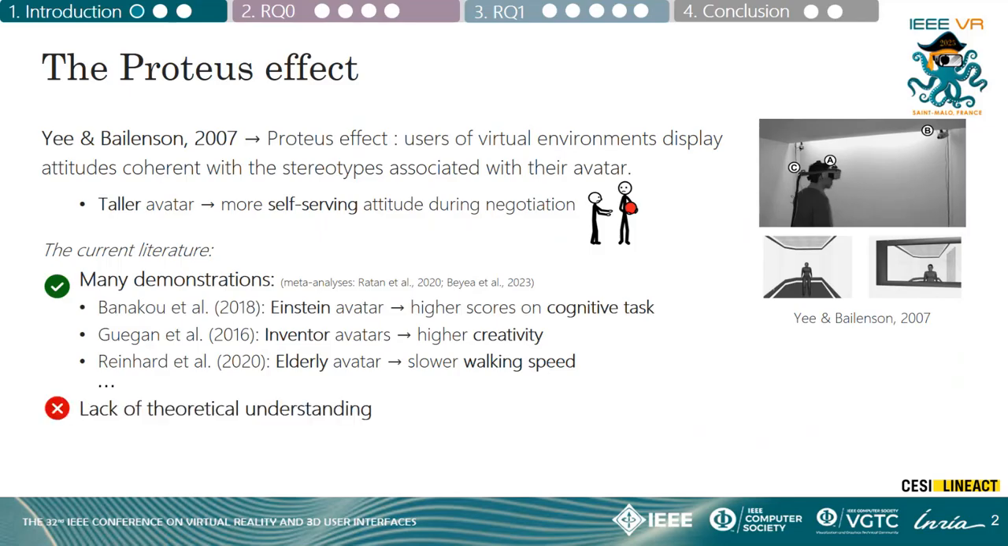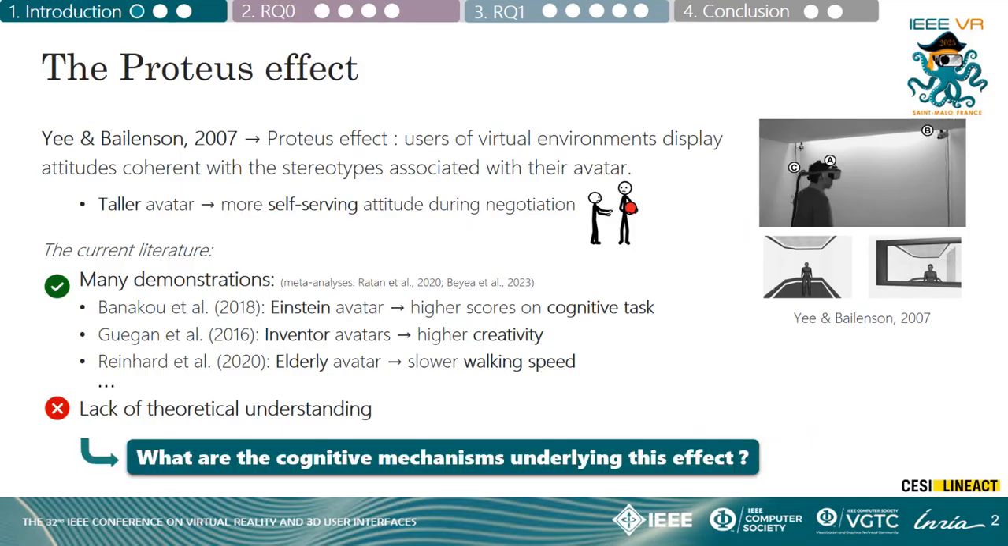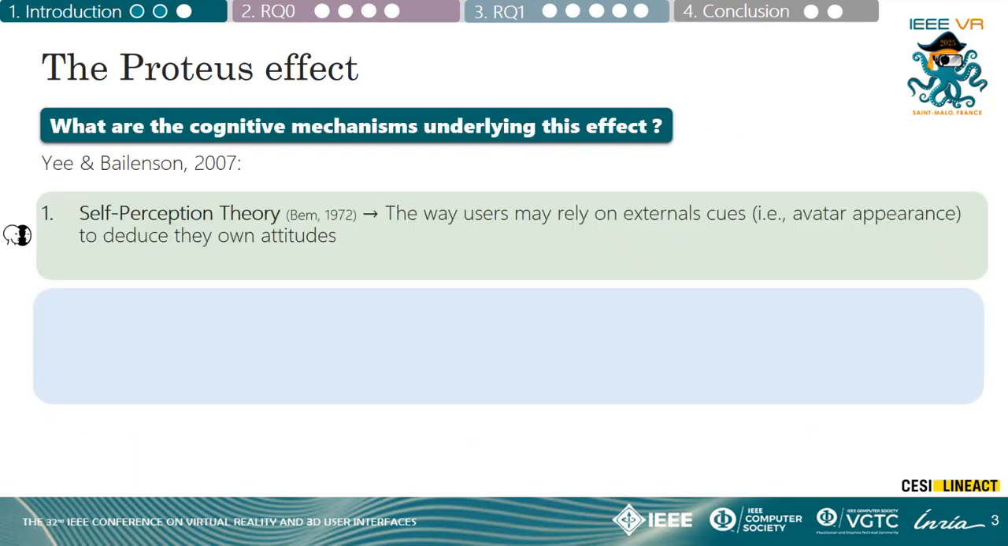If many studies have been able to demonstrate the effect, very few have actually focused on the theoretical understanding of it. To improve this, our research aims to study the cognitive mechanisms underlying the Proteus effect.